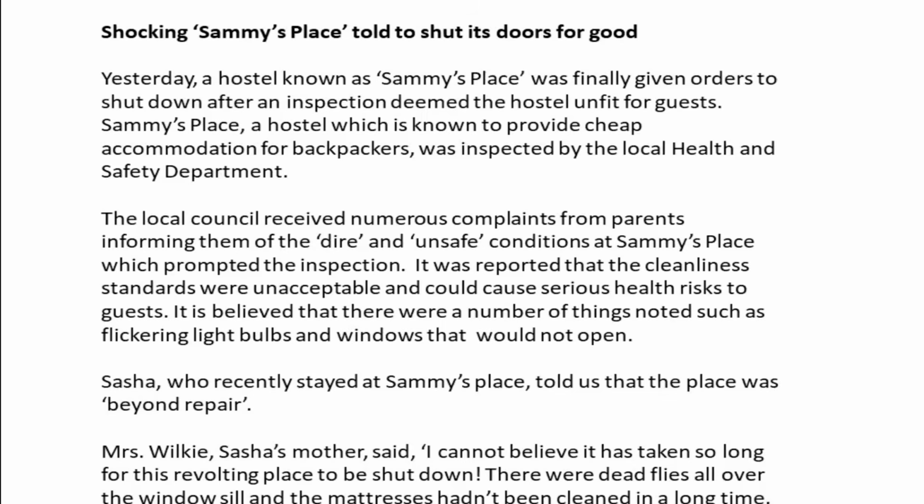The local council received numerous complaints from parents informing them of the dire and unsafe conditions at Sammy's Place, which prompted the inspection. It was reported that the cleanliness standards were unacceptable and could cause serious health risks to guests. It is believed that there were a number of things noted, such as flickering light bulbs and windows that would not open. Sasha, who recently stayed at Sammy's Place, told us that the place was beyond repair. Mrs. Wilkie, Sasha's mother, said, "I cannot believe it has taken so long for this revolting place to be shut down. There were dead flies all over the windowsill and the mattresses hadn't been cleaned in a long time. I was truly shocked."